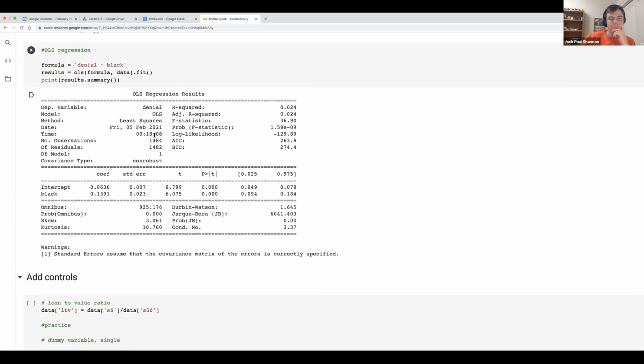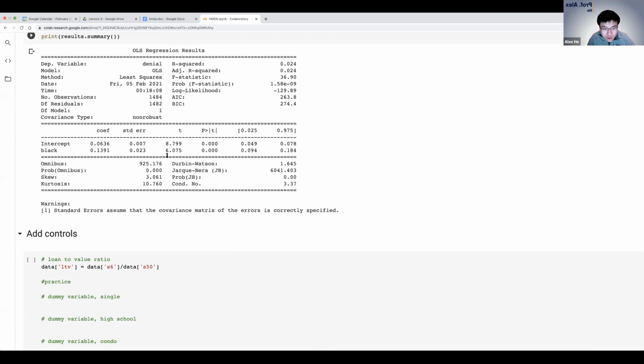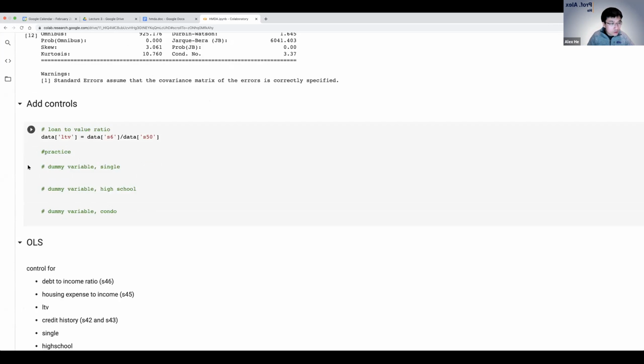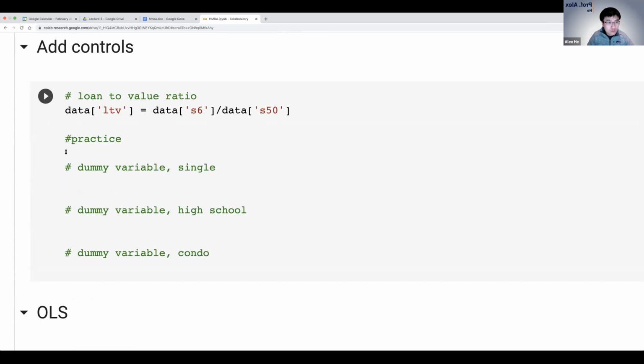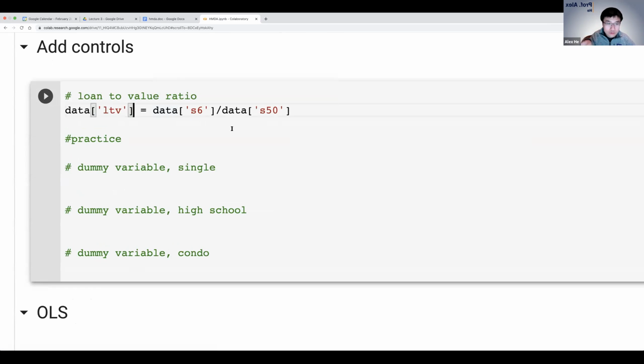So next, let's be a little bit more sophisticated and add some control variables. So why do we want to add control variables? That's because the difference itself does not say that this is a significant factor, right? It could just be reflecting something else, like differences in income and education and so on. So we want to add several control variables. The first one is the loan to value ratio, which is the amount of the loan divided by the amount of the housing price.